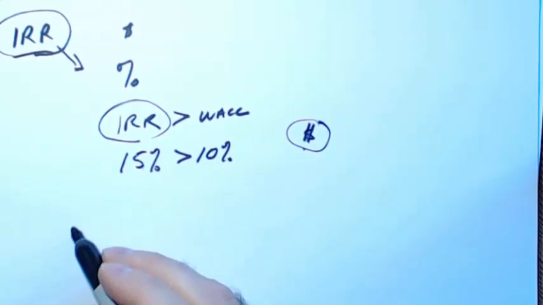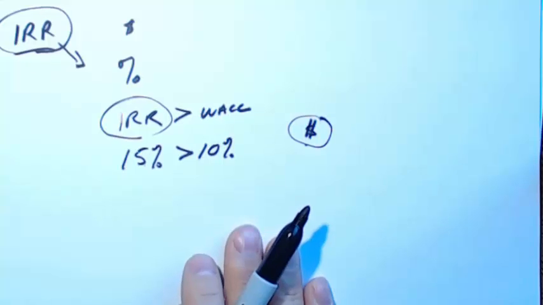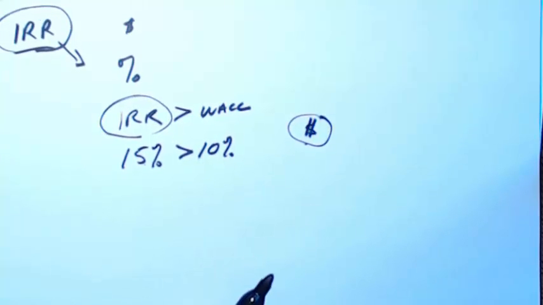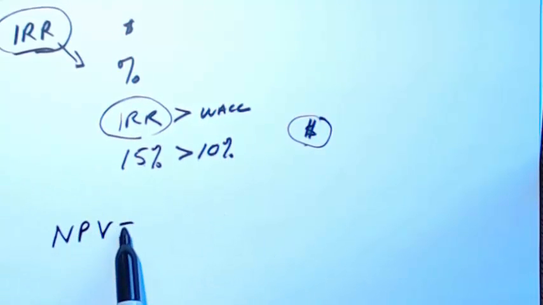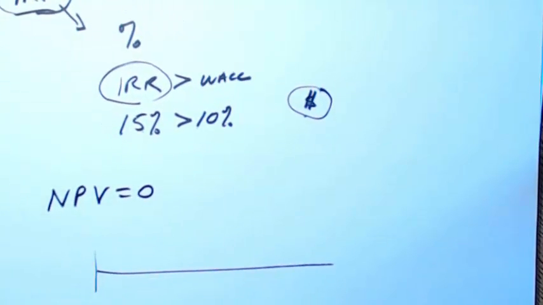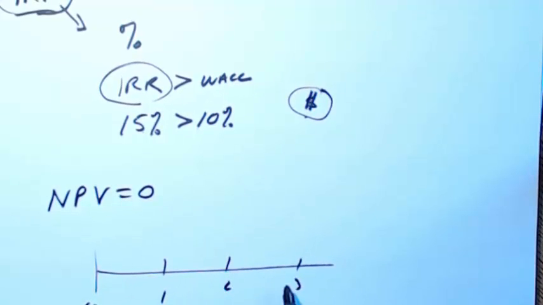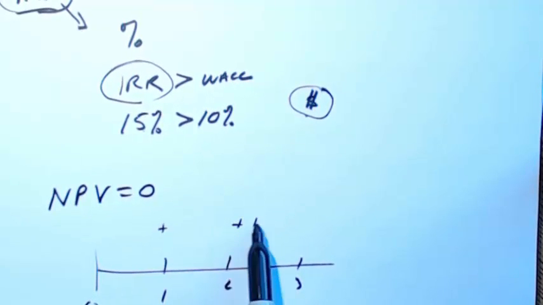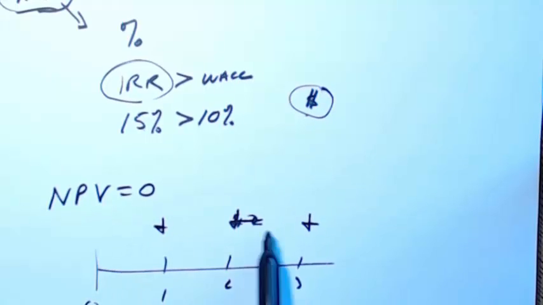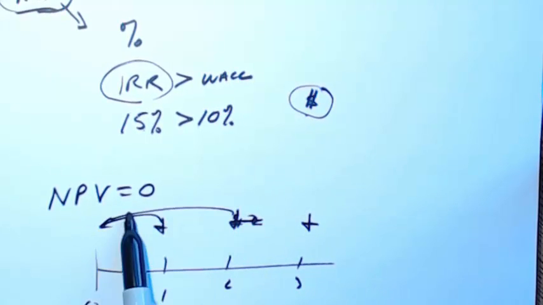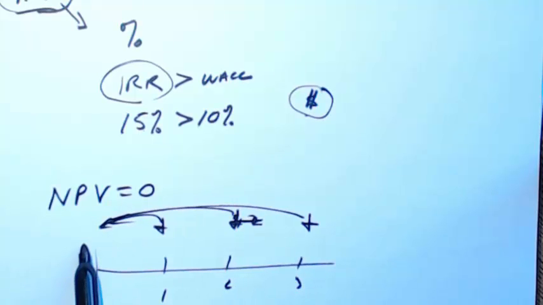So the internal rate of return on a project is basically the discount rate that sets the present value of the future cash flows equal to the cost. In other words, you have a net present value of 0. So here's your timeline, and here are your future cash flows. They're all positive in the future. So we take the present value of all these and net it out against the cost here.